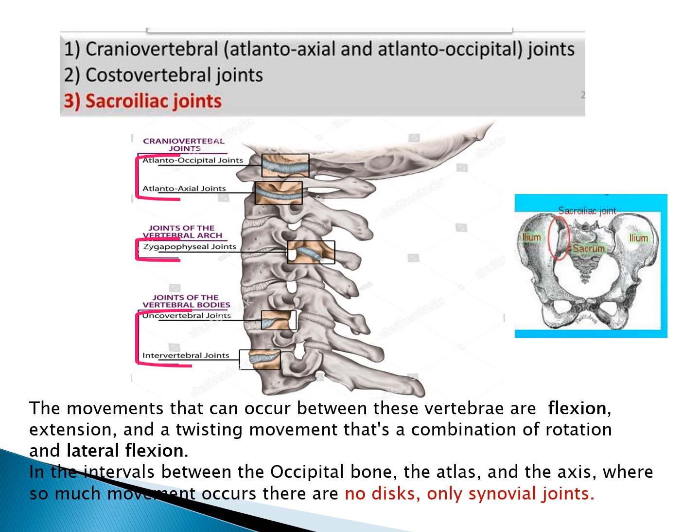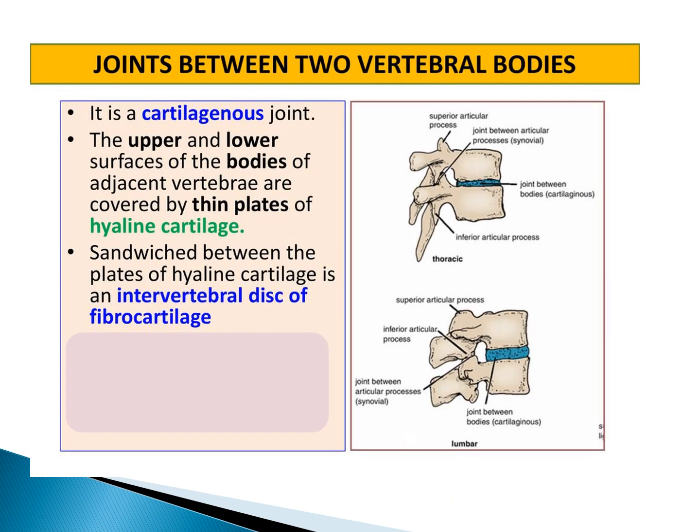In the intervals between the occipital bone, atlas and axis, there is so much movement because there is no disc and they are mainly synovial joints. Sacroiliac joints are also immobile joints. They are considered to be weight-bearing joints. Joints between the two vertebrae are cartilaginous joints.